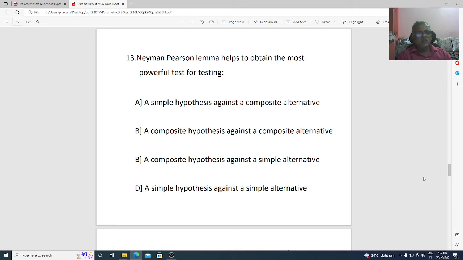Question number 13. Neyman-Pearson lemma helps to obtain the most powerful test for testing option A, simple hypothesis against a composite alternative. Option B, composite hypothesis against a composite alternative. Option C, a composite hypothesis against a simple alternative. And option D, a simple hypothesis against a simple alternative. The correct option is option D, simple hypothesis against simple alternative.